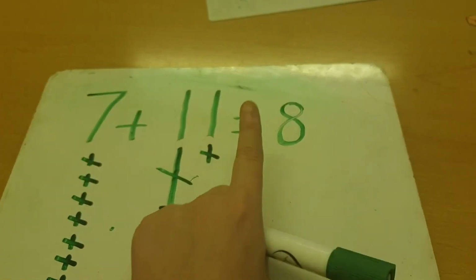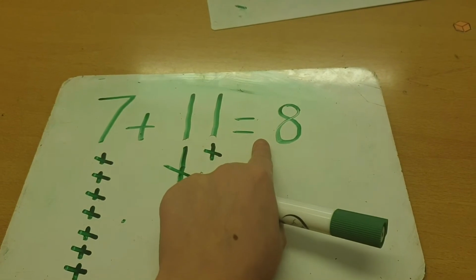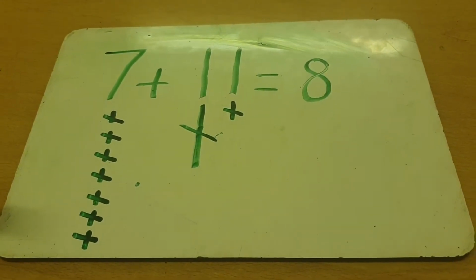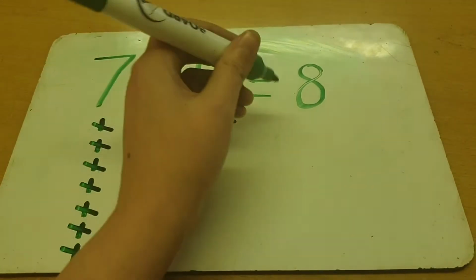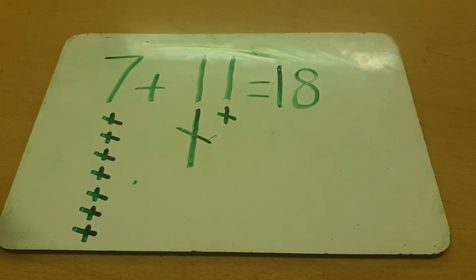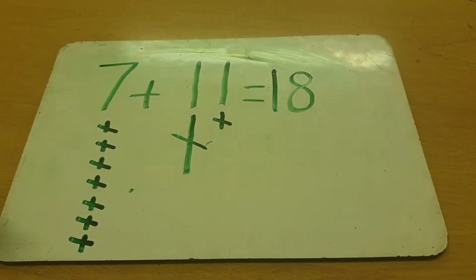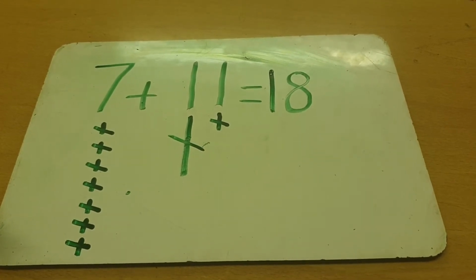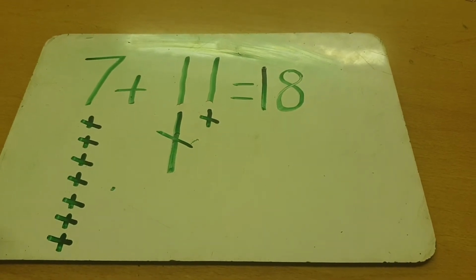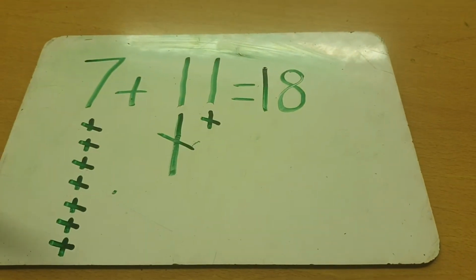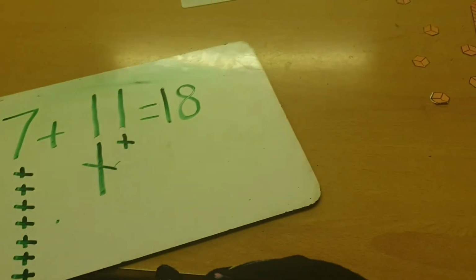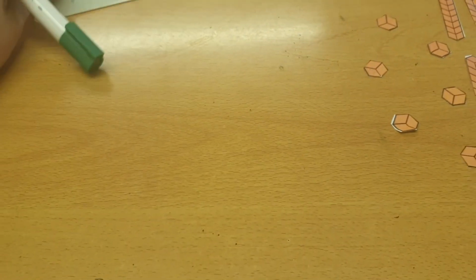So does my 10 go before the 8 ones or does it go after the 8 ones? Super duper. It goes before the 8 ones. So I'm going to write my tens number here. So 7 add 11. What does it make? Super. It makes 18. And because I've got 1 ten here, and I added all my ones up and it gave me 8 ones. Right then, let's have a look at another sum.